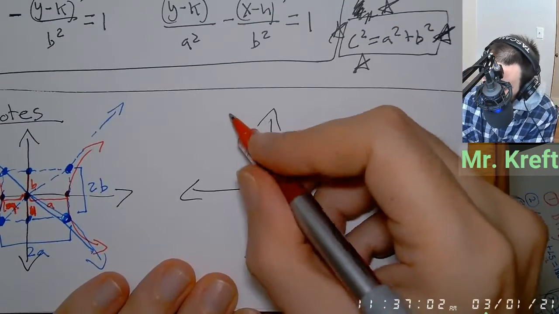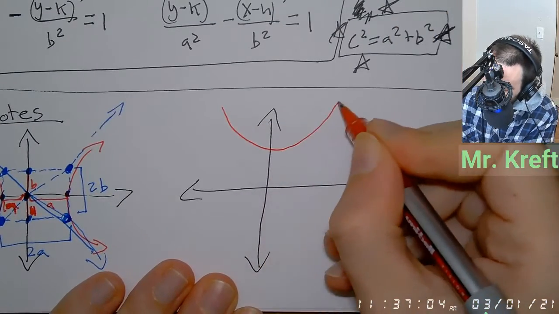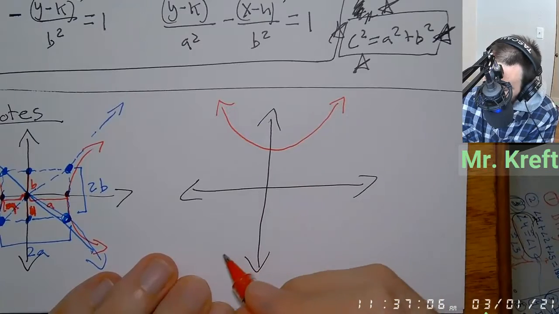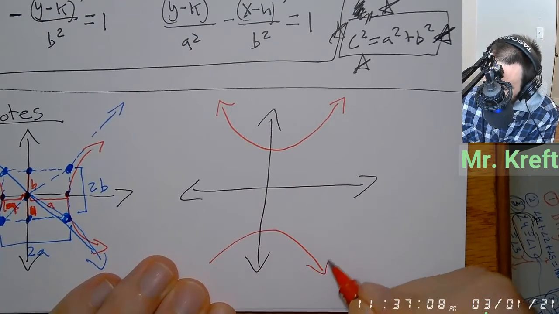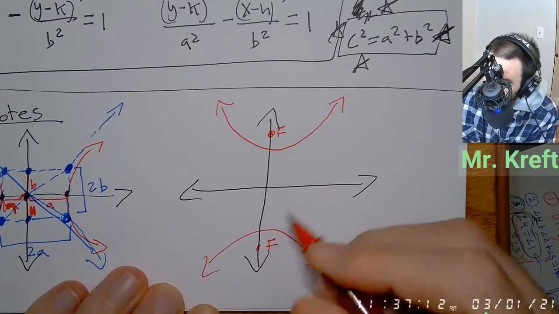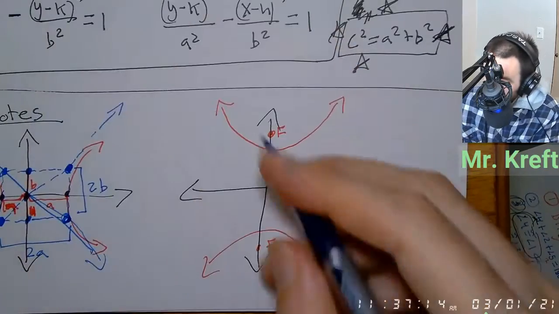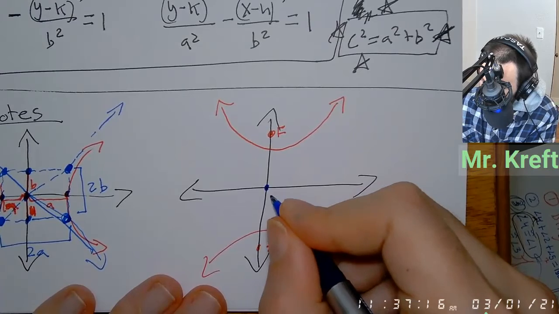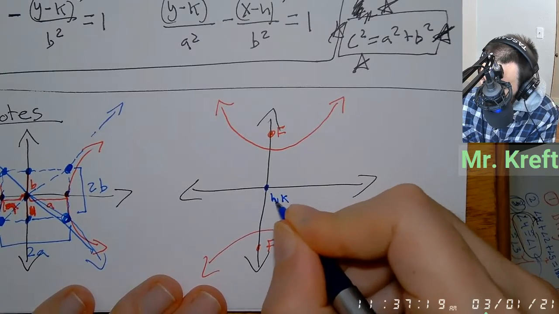Now, we're going to take a look at how the heck to do this. So I'm going to go up and down for this one. Okay, so again, the foci are up here. Okay, so to do this, our center is at HK.